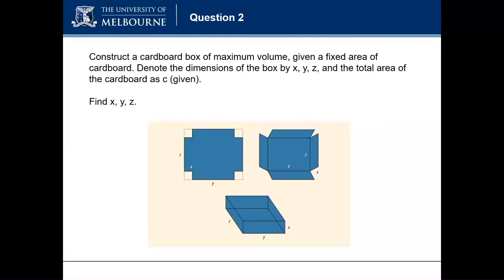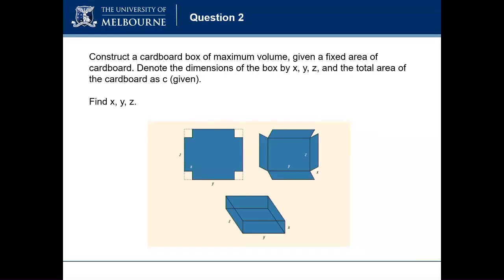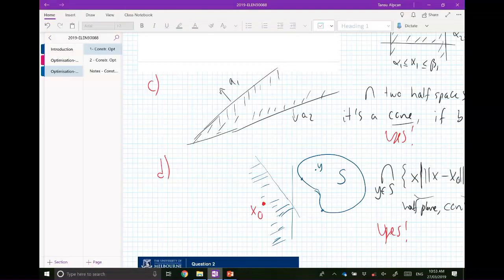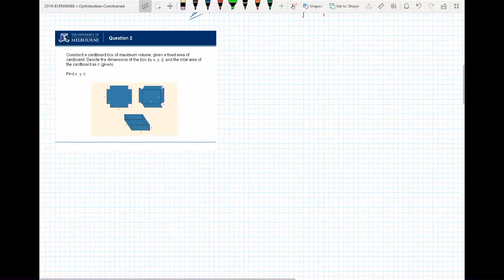So let's solve a problem to do the mechanics of it, so you get used to it, and then we get a couple of problems, and then we go back a little bit to the second order necessary conditions, and then the intuition. So this is a kind of straightforward one, but it's a very nice question. It is a question: construct a cardboard box of maximum volume given a fixed area of cardboard. So it's like a primary school problem.